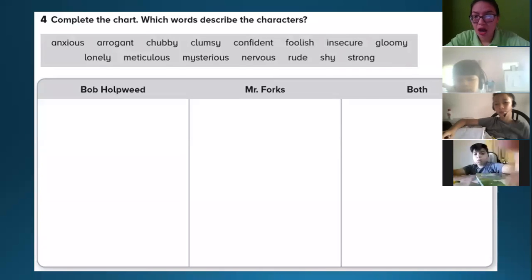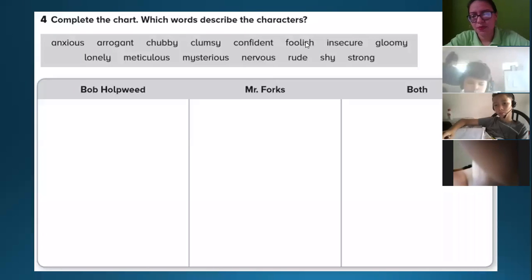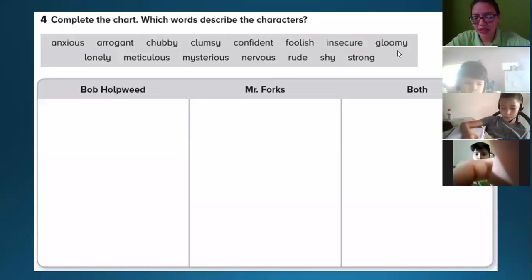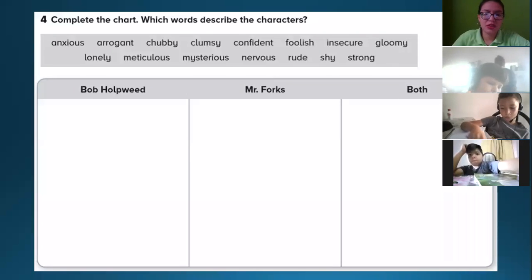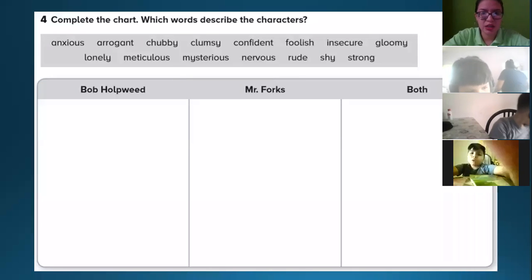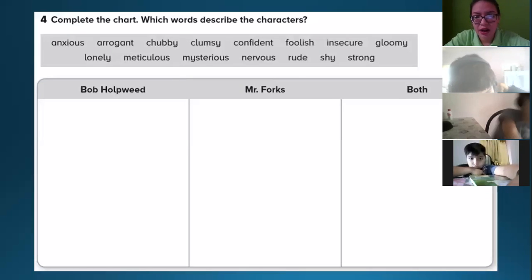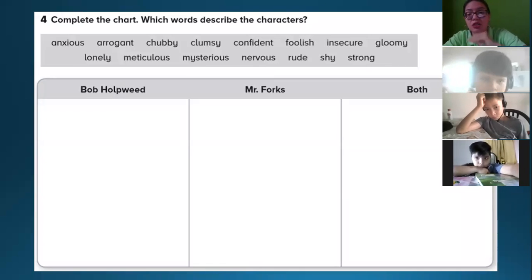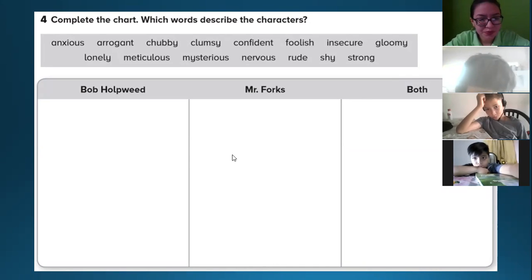Okay, now we have confident. That is a person who has secrets. Foolish is a person that does things that are not logical. Insecure. Gloomy is another word. Lonely. Meticulous is a person that is very careful with the things that they do. Mysterious, nervous. Rude is a person who likes to fight and defend themselves. Shy is a person that doesn't talk too much. And strong, a person with a lot of strength.